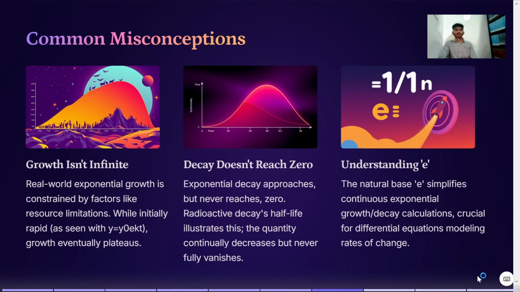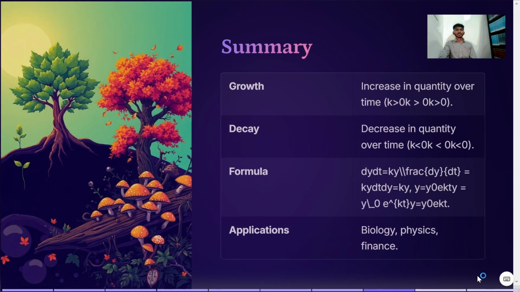Common misconceptions. Let us clear up a few misunderstandings. First, growth doesn't mean that things can grow forever. There are always limits. Second, decay doesn't mean that things vanish completely. They just get very small. Lastly, e is a special number that helps describe natural growth and decay. By understanding these points, we can better use this concept.